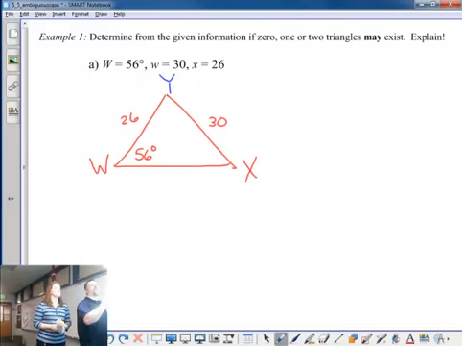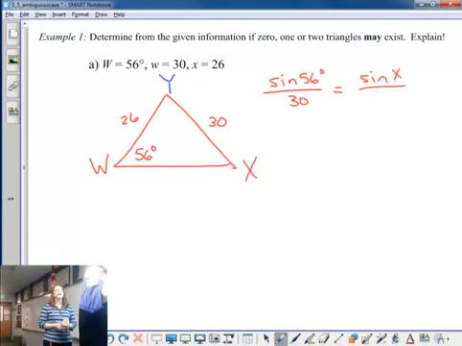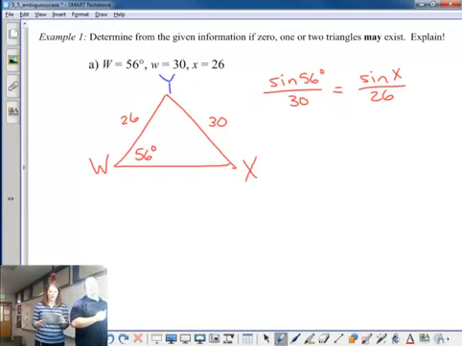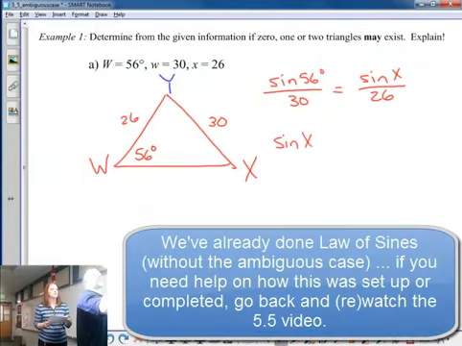So we have opposite side to sine of 56, so we go sine of 56 degrees over 30. And that's going to equal the sine of x over 26. The reason I picked the x is because I know the side 26. All right, we're going to do magic algebra. You've already done that. And you're going to get that the sine of x is equal to 26 sine 56 over 30.